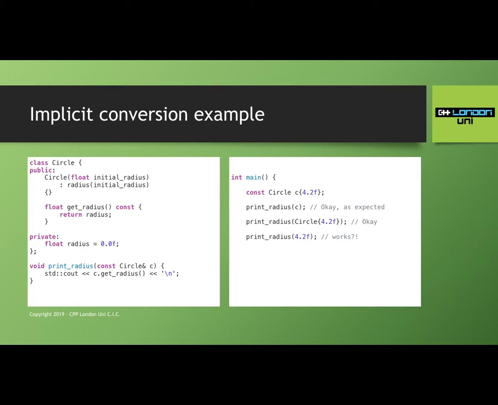This perhaps is a bit less good. This is a bit weird. So this works. We can call print radius and just pass a float. And the reason that this works is because of implicit conversions.